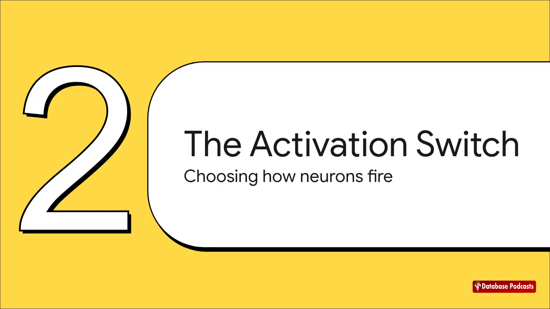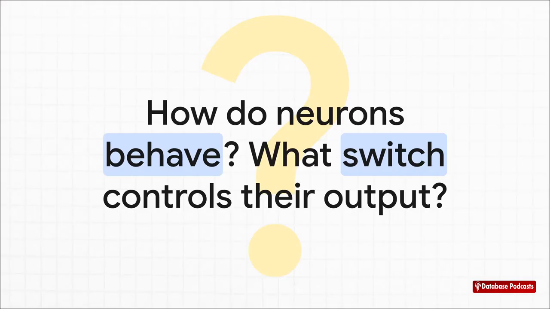Okay, so we've built the structure, we've got our Lego tower, but now we have to figure out what happens inside of it. And that brings us to the activation switch, choosing how our neurons are actually going to fire. This is such a critical choice. It's like choosing the light bulbs for every single socket in this new building we just made. Do we want a simple on-off switch or something a little more subtle? This switch is what determines how a neuron turns its input into an output signal.